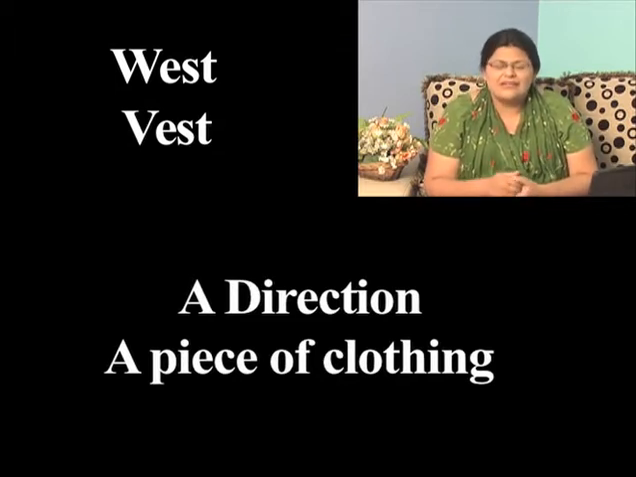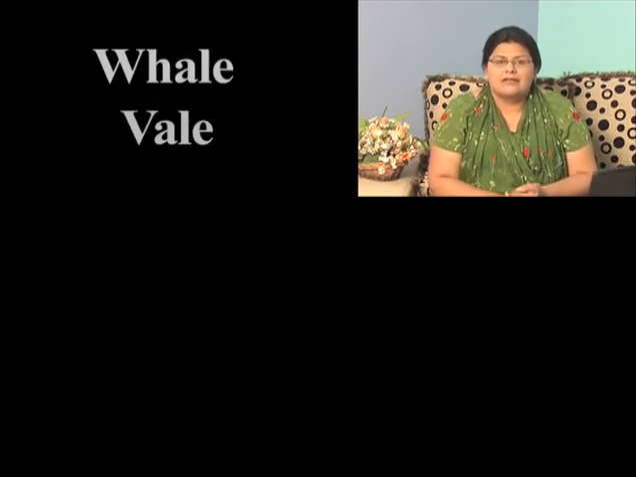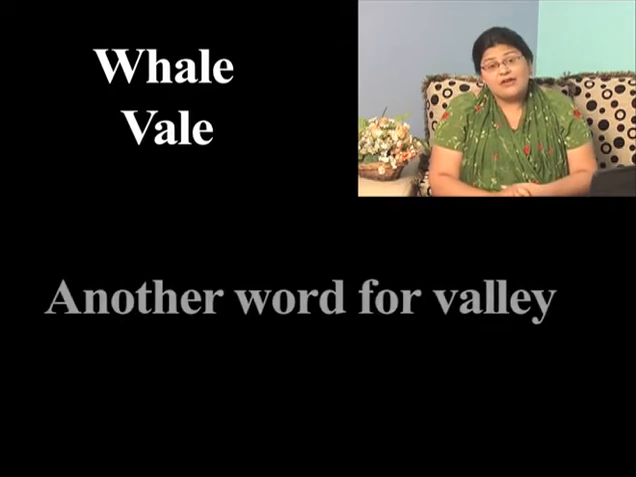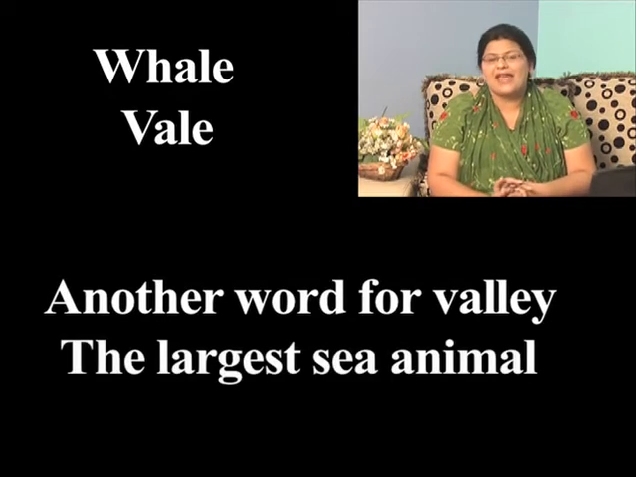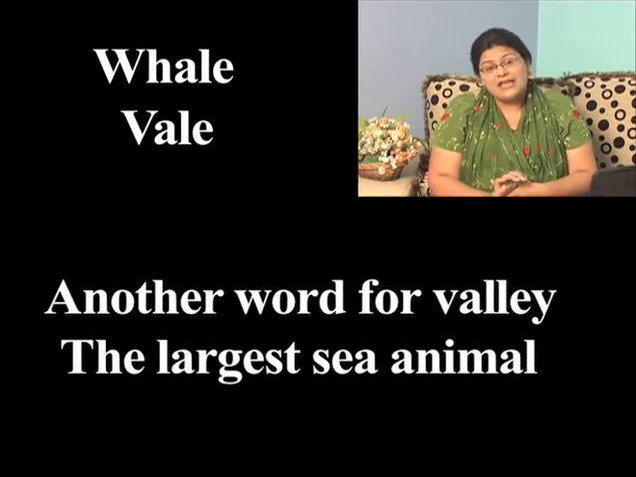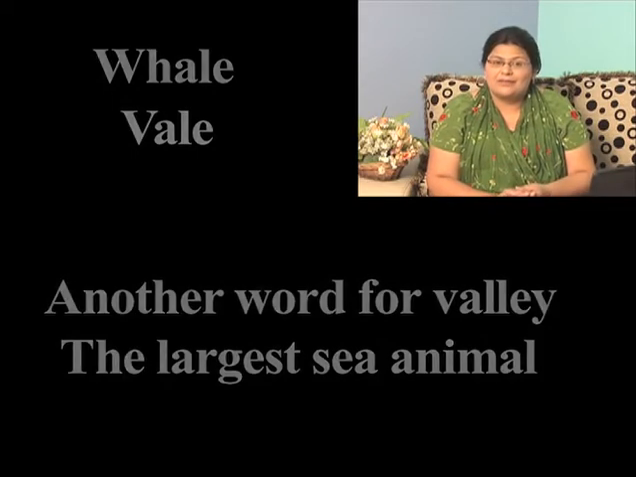I think that's an easy one for you. Next, whale and veil. One is another word for valley, ghati. The other, the largest sea animal. We've done it in the session, right? One is another word for a valley, the other is the largest sea animal.